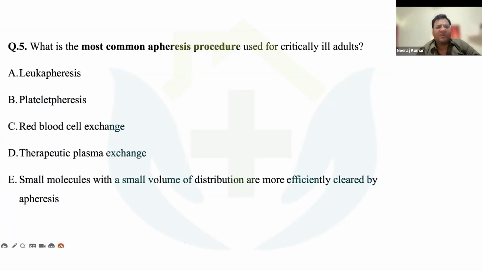Okay, so this is a straight one. Now again, the important question is: what is the most common apheresis procedure used for critically ill adults? Again, I think a very straight question.